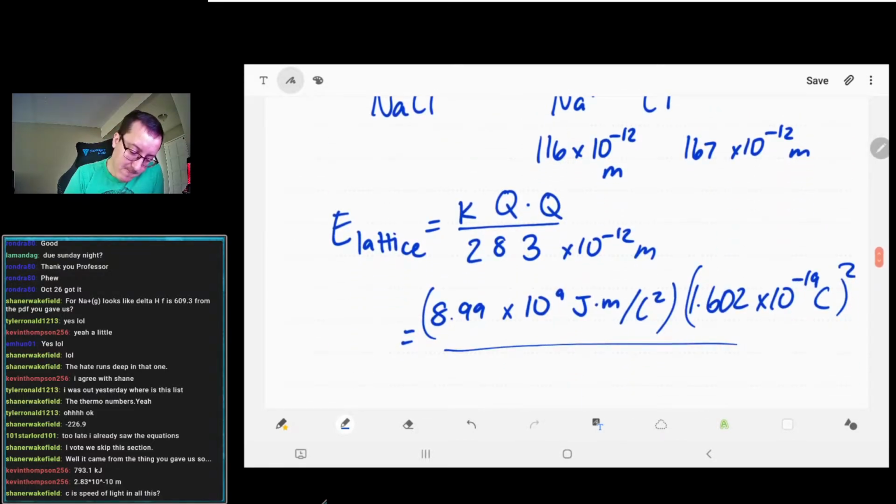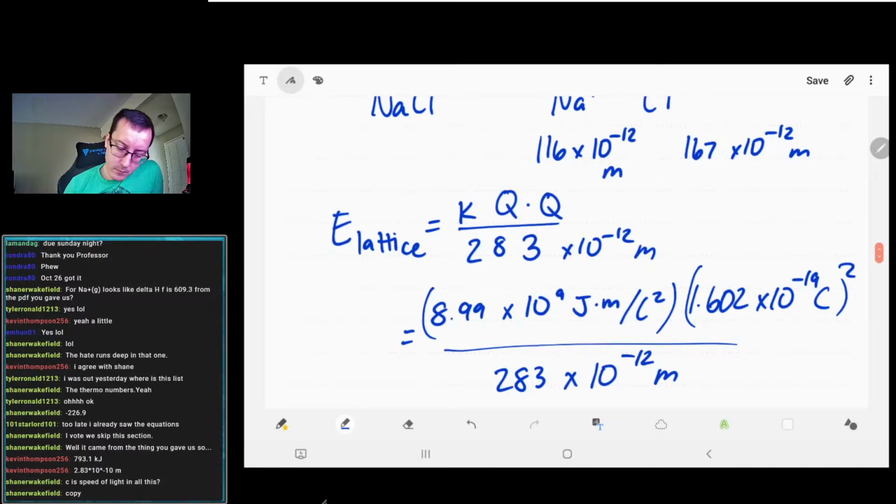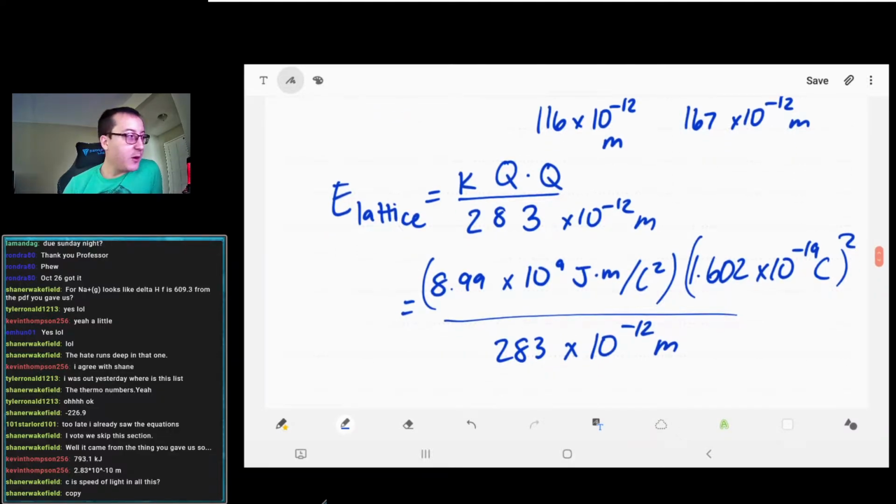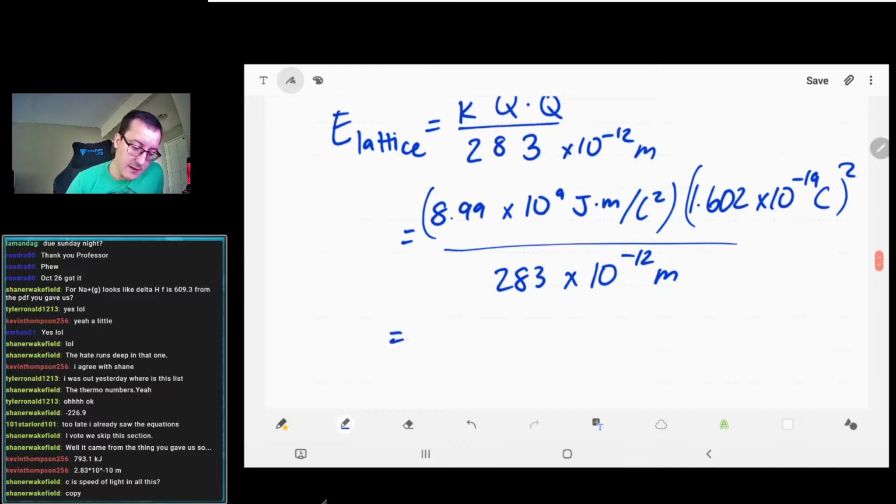Wait a second. Do we actually use the Coulombic charge on this? We're going to get something super small. Oh, okay. We're good. Do it, Kevin. So Kevin will calculate this for us. Let's take a look at our units in the meantime. Meters cancel. Coulomb squared will cancel. So we're going to be left with joules, right?